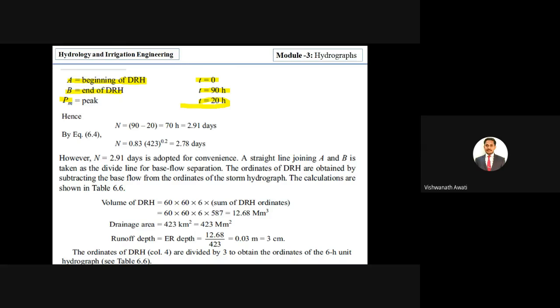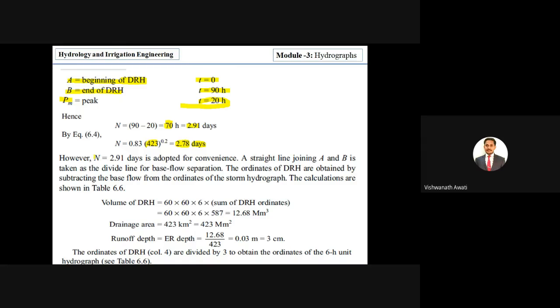So when you take the difference between beginning and end, you get N in terms of 70 hours, and converted into days, it is 2.91. And we have one more method, which we studied: N equals 0.83 times catchment area to the power 0.2. The area is given as 423 square kilometers, then we'll get 2.78 days.